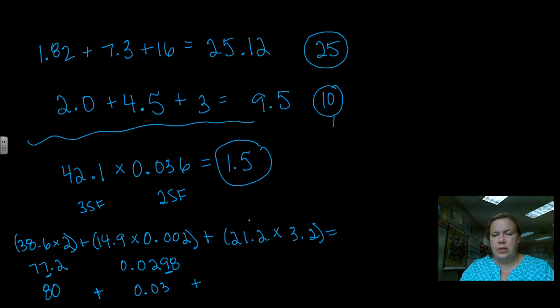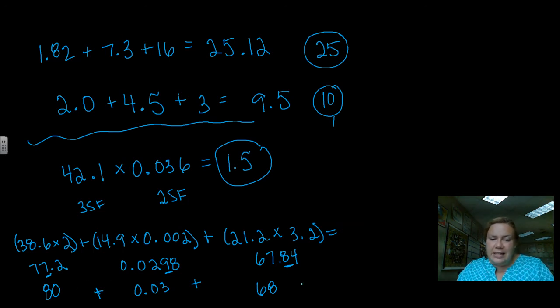Then we're going to add that here. We have 21.2, which is 3 sig figs, 3.2, which is 2 sig figs. So we need our answer expressed in 2 sig figs. And when we multiply that, we get 67.84. And so that rounds, if you look at that 8, it's going to make it 68. And we want our answer expressed in 2 sig figs because we have 2 sig figs here.